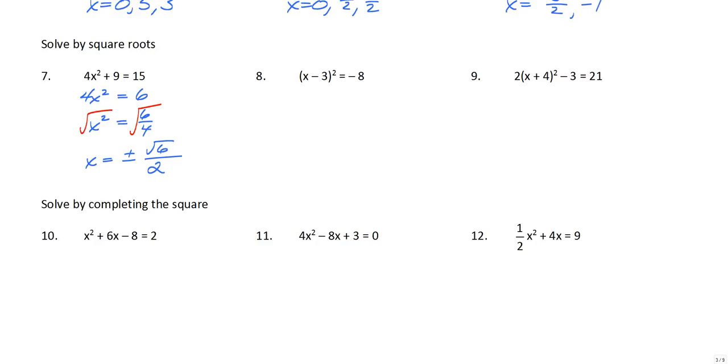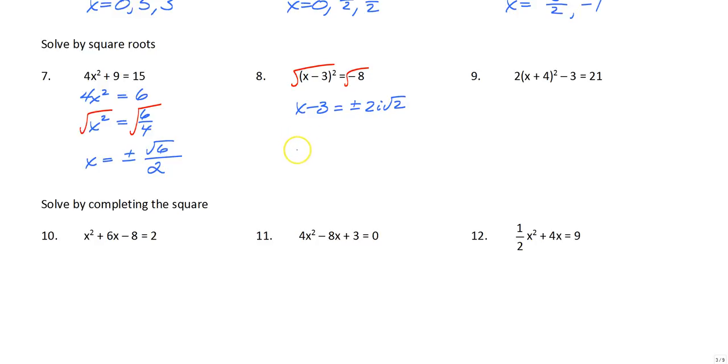And you're done. When they look like this, the first thing you have to do is get rid of anything around the parentheses. There isn't any, so then you can jump to square rooting both sides. Do not forget, the square root of a negative turns into an i, so we're going to have x minus 3 equals plus or minus 2i root 2. So remember, you have to simplify the square root of 8, just like we always have, but that negative makes it imaginary.